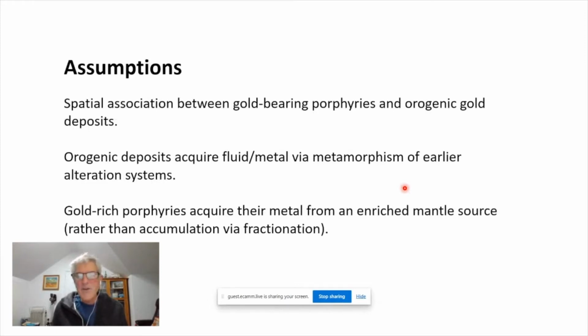So it looks like there's some kind of precursor alteration and enrichment in water, CO2, sulfur, and gold in alteration systems surrounding those intrusions. And then metamorphism of that altered rock is the process that creates the orogenic deposits. And then the real big assumption here is that these gold-rich porphyries acquire their metal from an enriched mantle source. And we think that's because of a pre-enrichment event in the mantle rather than fractionation within the magmas.